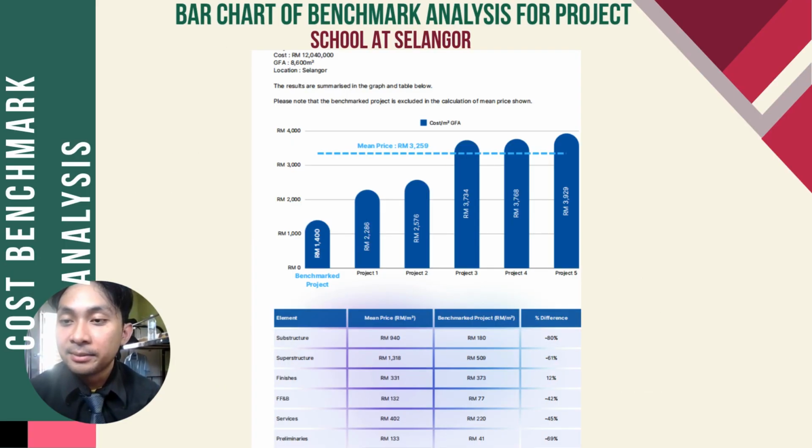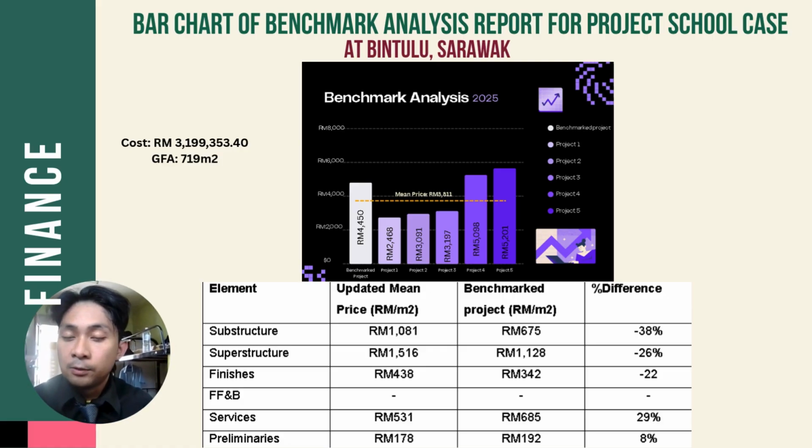So this is the bar chart of benchmark analysis for school projects in Selangor. Our group got it from the BCSM 2024. The reason why we chose school projects is because our case study project is also a school project. So this is the bar chart for our case study project at Bintulu, Sarawak. For the project detail, the cost is RM 3,199,353 and 40 cents. For the GFA, 790 meters square.